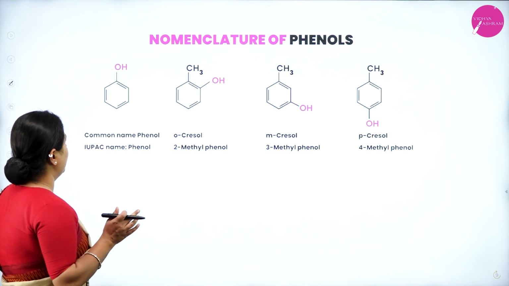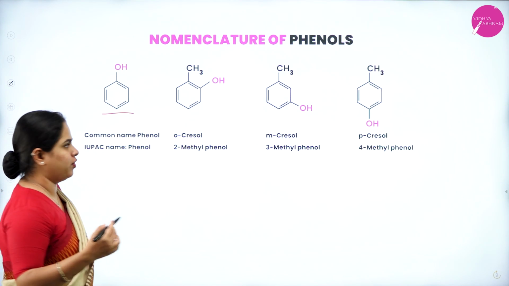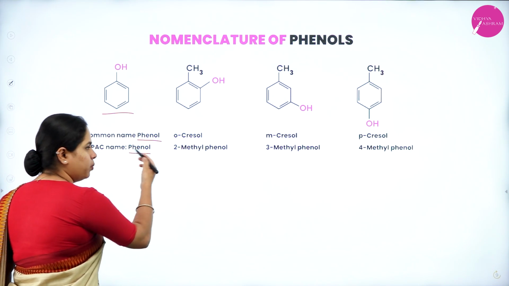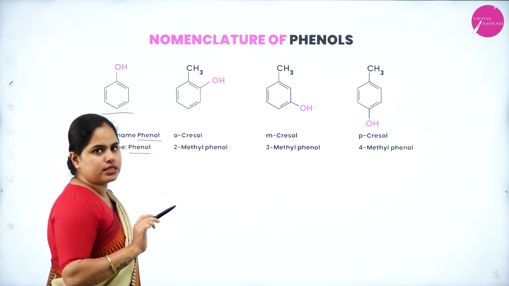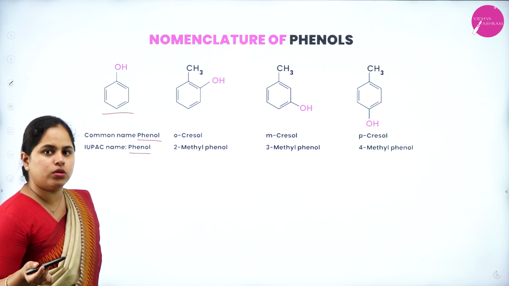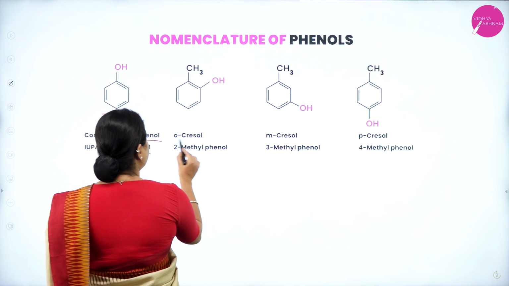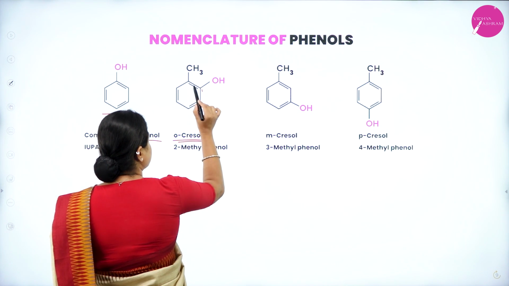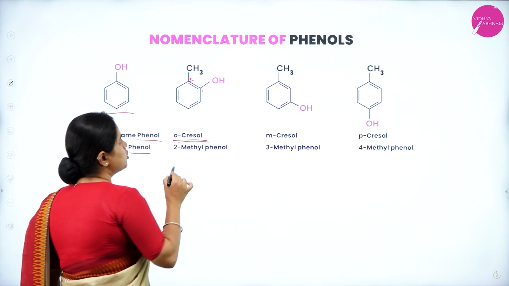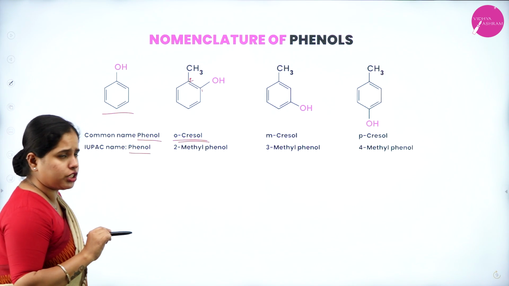Okay, so let us name this. Of course, we already know that it is phenol. The common name as well as the IUPAC name is phenol. Now, we have discussed already that if you have a methyl as well as OH, it is called cresol. Now, the common name will be what? Orthocresol, right? These are in the ortho position. If this is the first carbon atom, this is the second carbon atom. So, of course, this is in the ortho position, right?